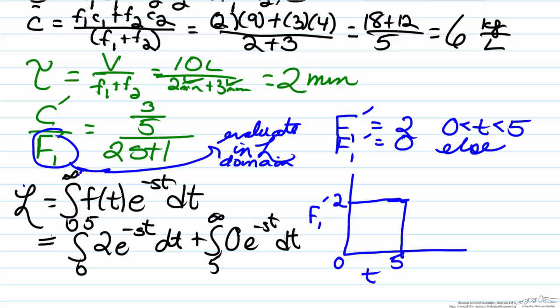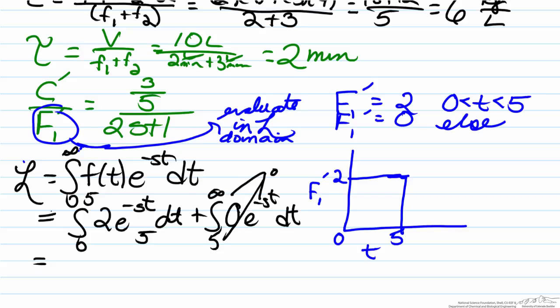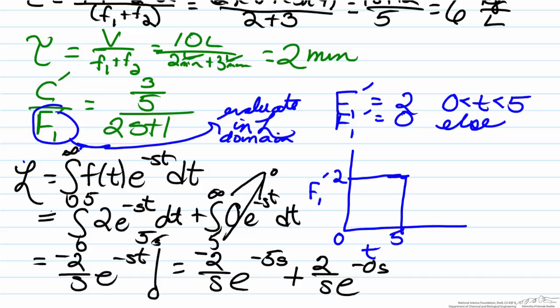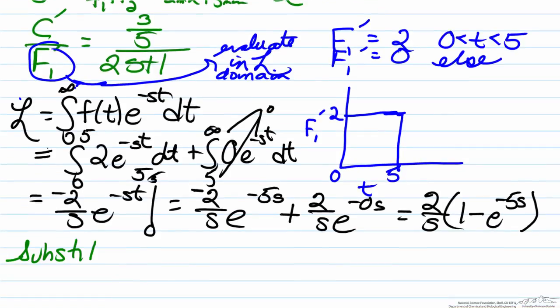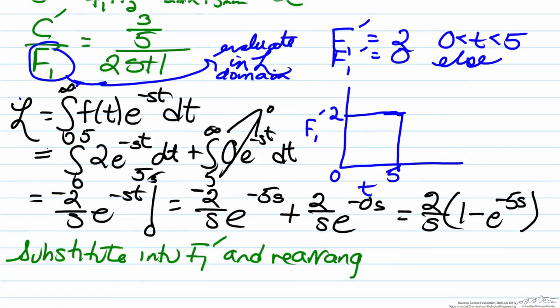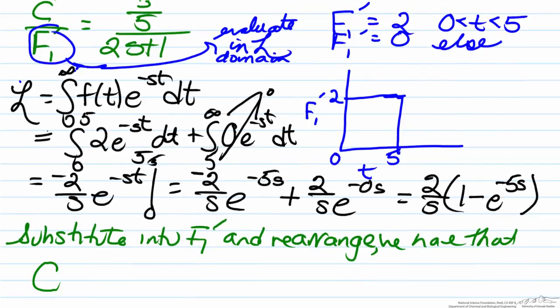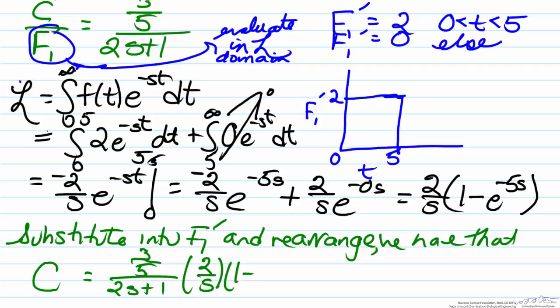The second integral quickly goes to 0. What we're left with for our Laplace is negative 2 over s times e to the negative st evaluated from 0 to 5. You can rewrite this as 2 over s multiplied by (1 minus e to the negative 5s). And this is what we'll substitute in for F1 prime. So when we substitute into F1 prime and rearrange, we can restate the concentration C prime as 3/5 over (2s plus 1) multiplied by 2 over s times (1 minus e to the negative 5s).